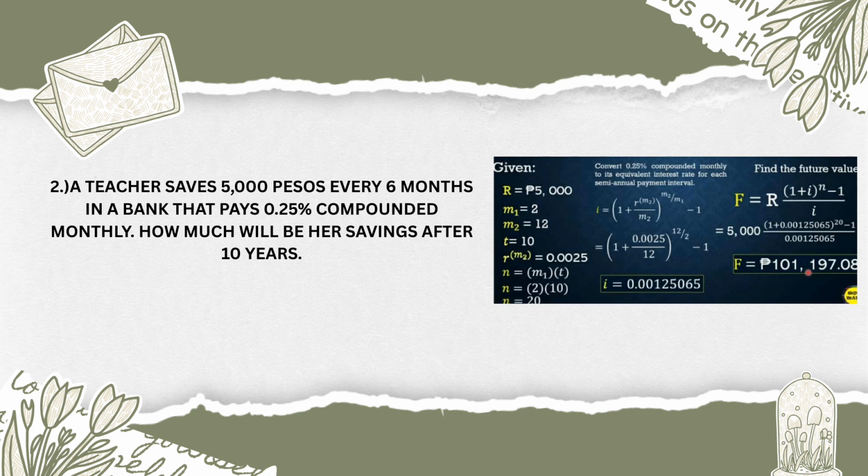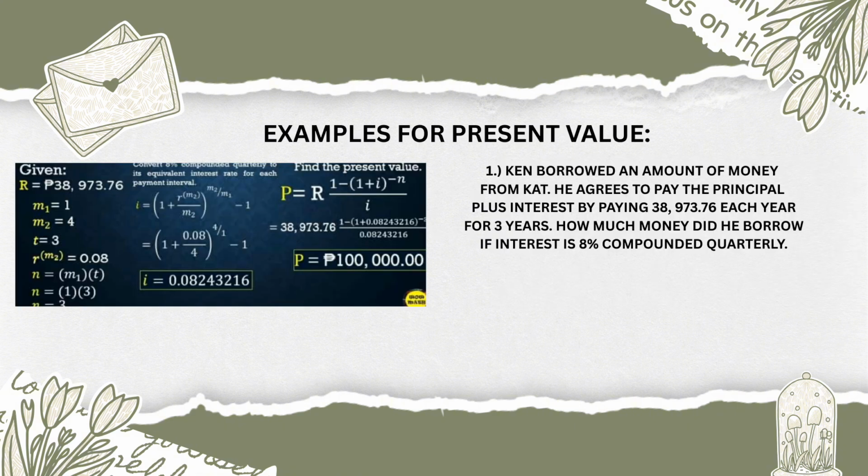r sub m2 equals 0.0025. So the formulas that you're going to use are basically the same as the previous example that I gave. So the substitution is i equals 1 plus 0.0025 over 12 raised to the power 12 over 2 minus 1.